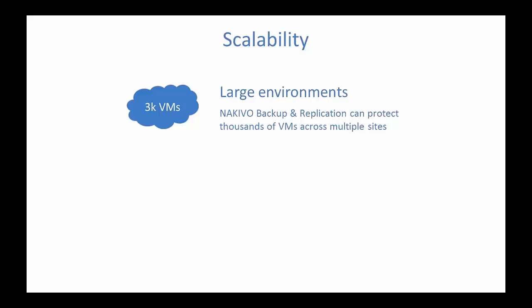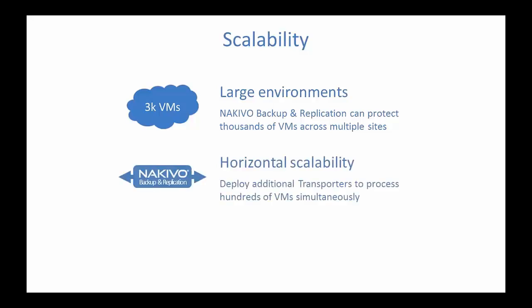so you need not worry about the scalability of this product. Horizontal scalability is achieved by deploying additional transporters so that you can process more VMs at the same time. You can deploy transporters at different sites, like one transporter at each site to achieve better data transfer over the WAN, or you can deploy many transporters at a single site if you have pretty efficient storage and you just need to read more data in parallel and write more data in parallel.